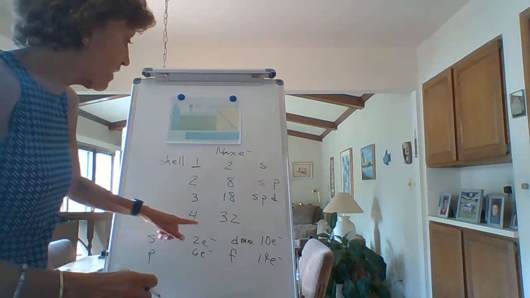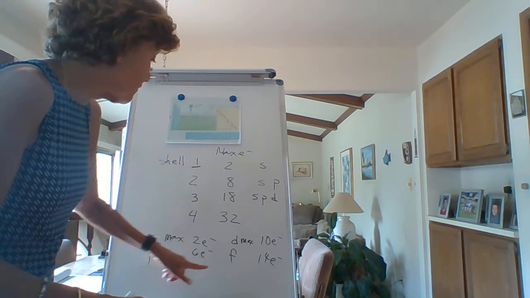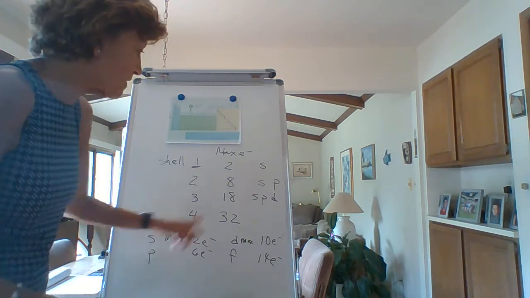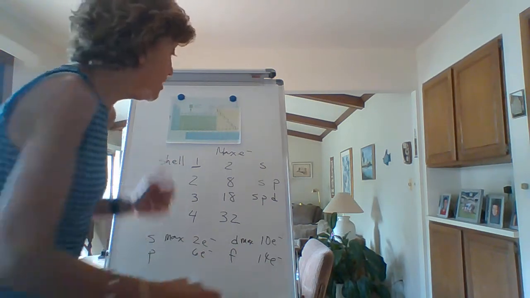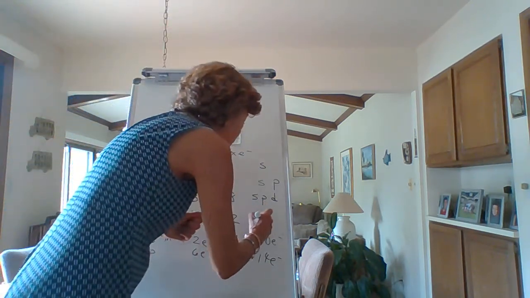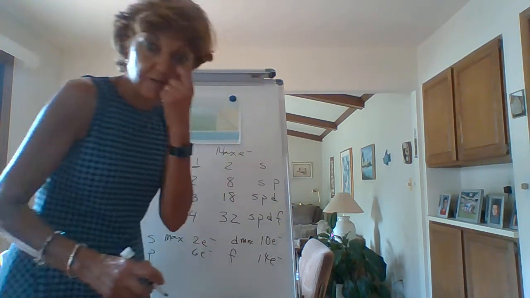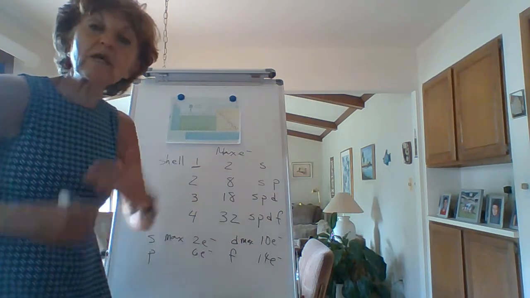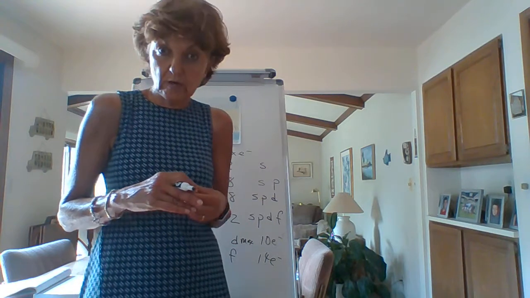And then in the fourth shell, it holds a maximum of 32. So, if you add these up, 14 plus 10 plus 2 plus 6, that is a total of 32. So that means in the fourth shell, you can have an S subshell, a P subshell, a D subshell, and an F subshell. All right?